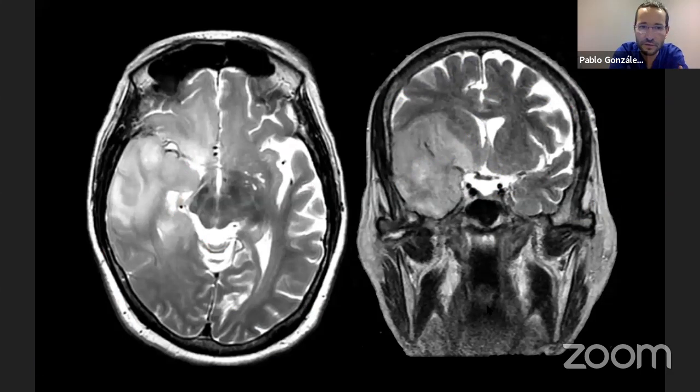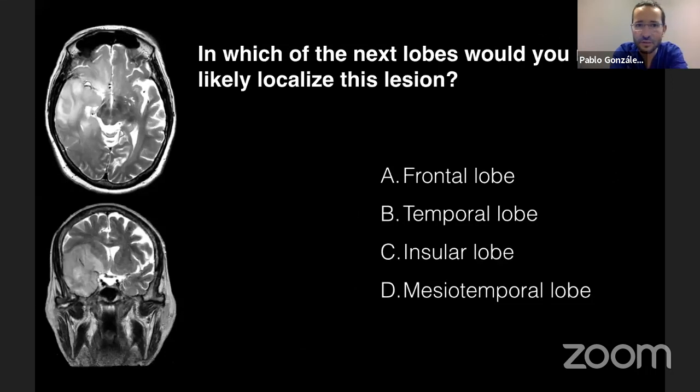So let's have a look at this 57-year-old lady who came with seizures and some personality disturbances. Have a look at that MRI, and let's try to answer: in which of the next lobes would you most likely localize this lesion? Frontal, temporal, insular, or mesiotemporal? Please raise your hands.